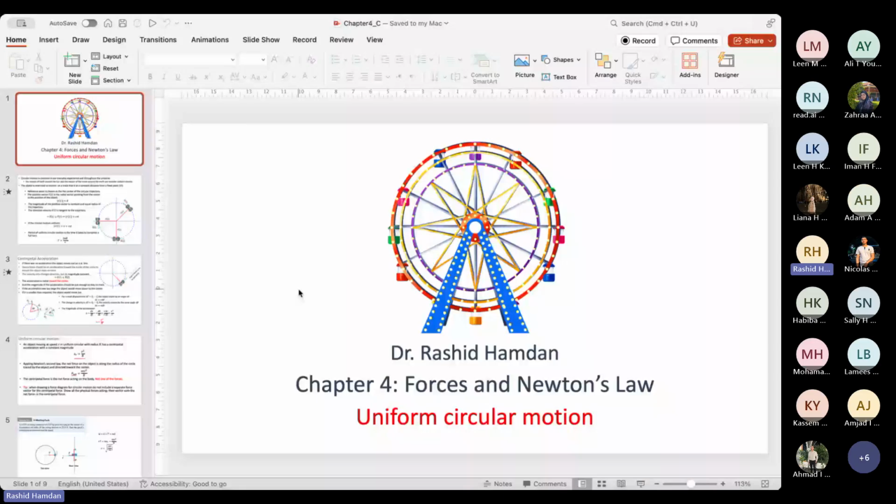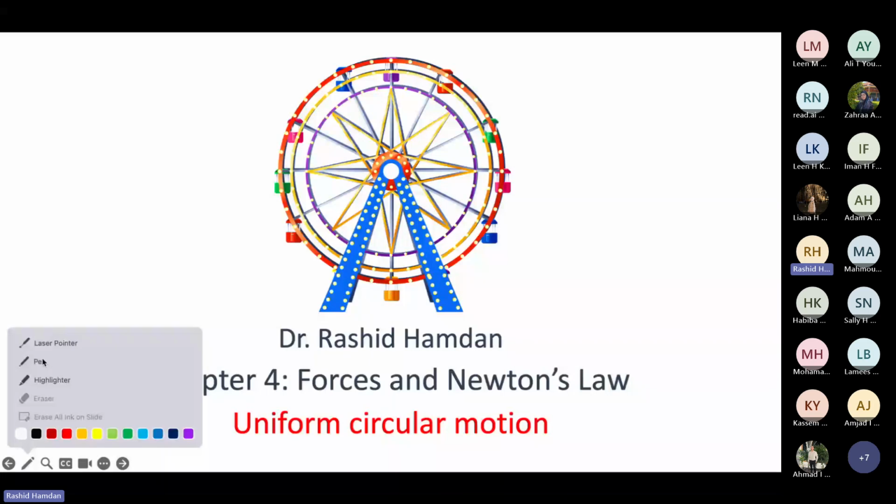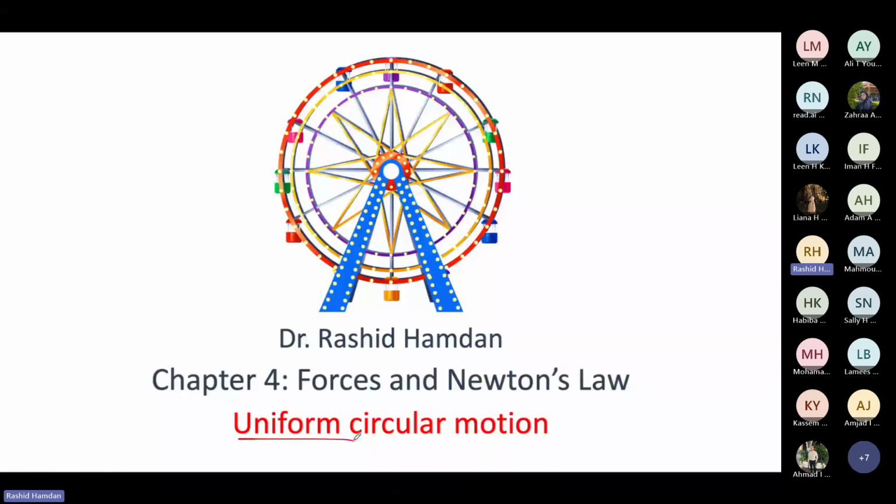Okay, so the last part of chapter 4 is about uniform circular motion. What are the forces on an object going in a circular motion? And specifically, we're going to focus on the case where this motion is uniform. So let's see what is uniform circular motion.